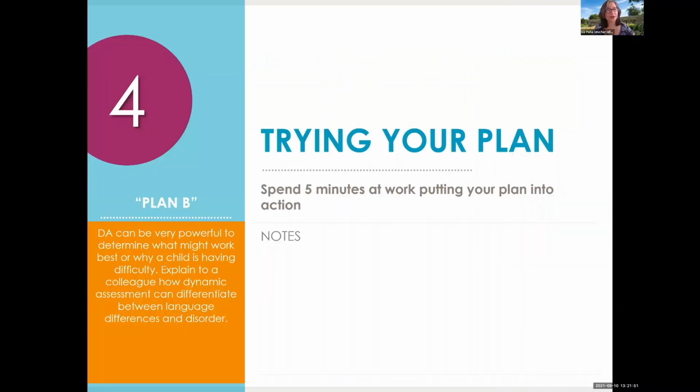Let's try your plan. So spend 5 minutes at work putting your plan into action. So dynamic assessment can be really powerful to determine what works, what doesn't work, why a child might be having difficulty, and you use the dynamic assessment to test that out. If you don't have somebody that you're working with right now that this could work for, maybe explain this process to a colleague. How can they use dynamic assessment to differentiate between language difference and language disorder?